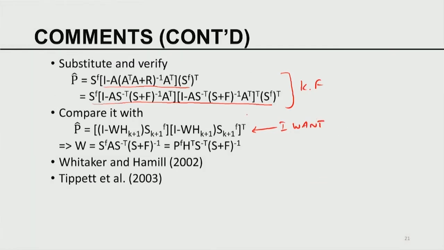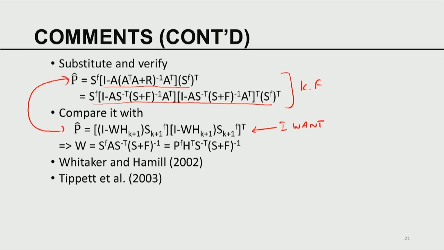I want these two to be equal. If I equate these two, everybody but W is known. So I'm computing the same quantity in two different ways. If I compute the same quantity two different ways, they are equal. So by equating these two, this expression and this expression are equal.